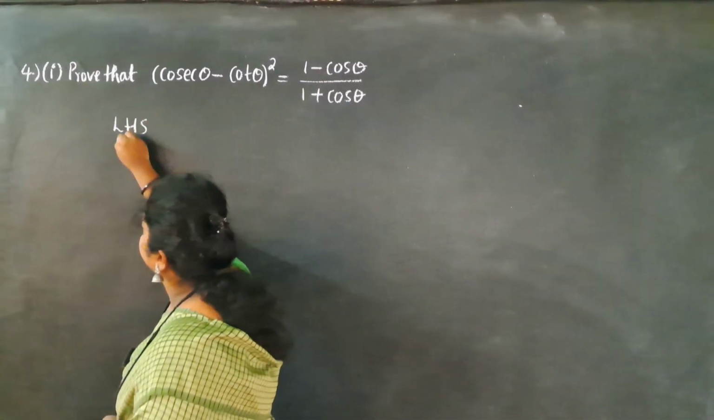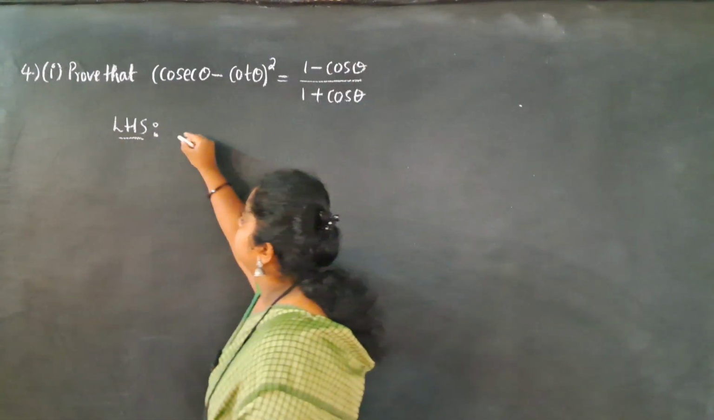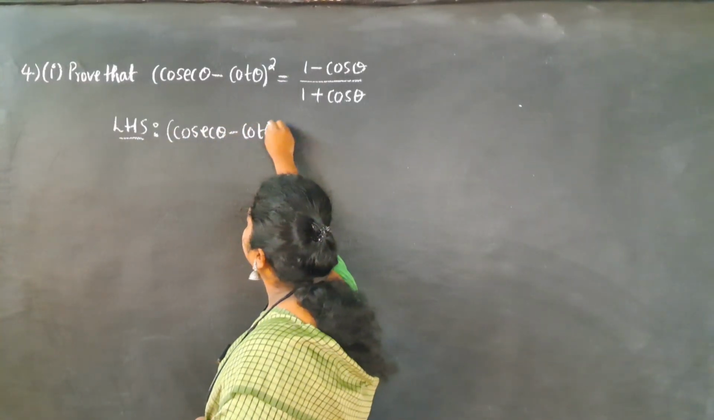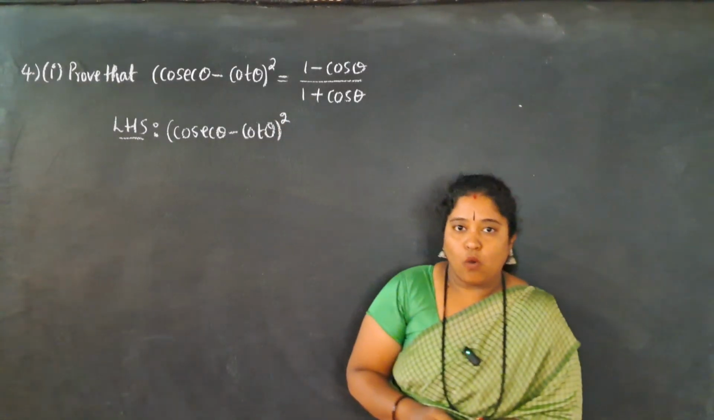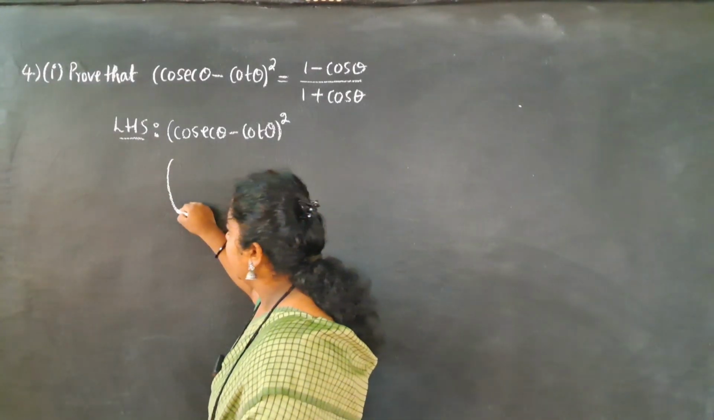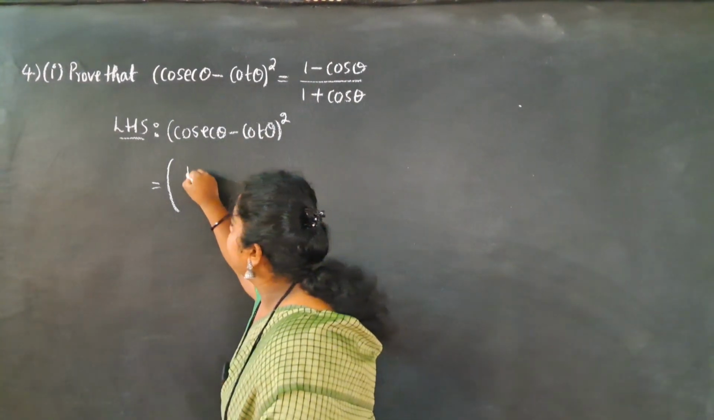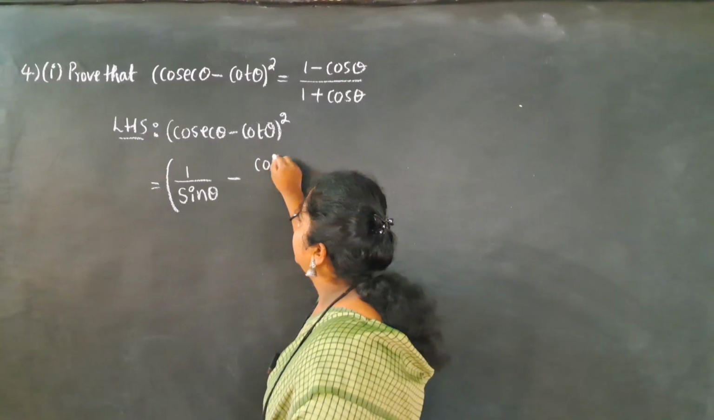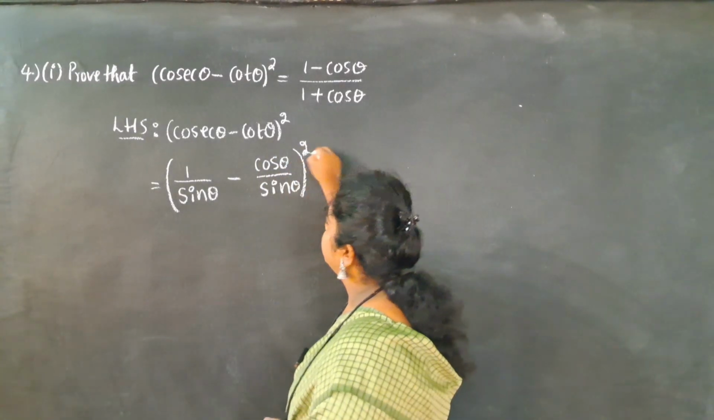I will consider the LHS part and reach the RHS. Understanding? What is there in the LHS part? I have cosec theta minus cot theta, the whole square. Now what I'll do is simplify the cosec and cot in terms of sine and cos. Cosec can be written as 1 by sine theta. Cot can be written as cos theta by sine theta, the whole square.